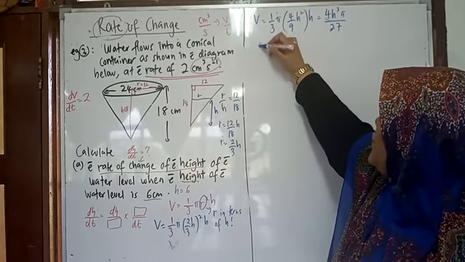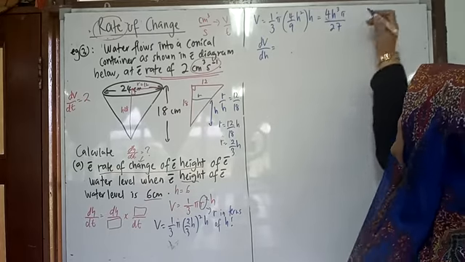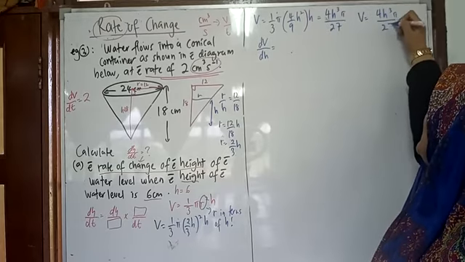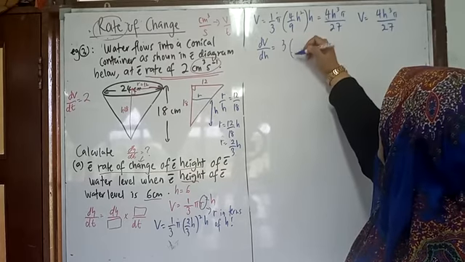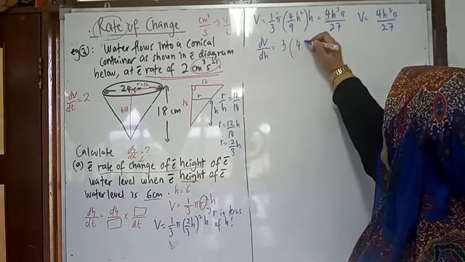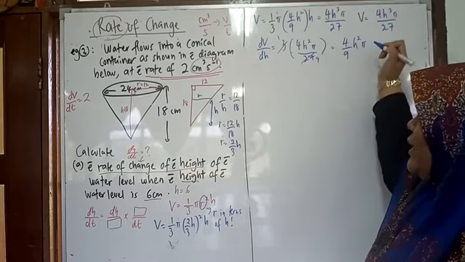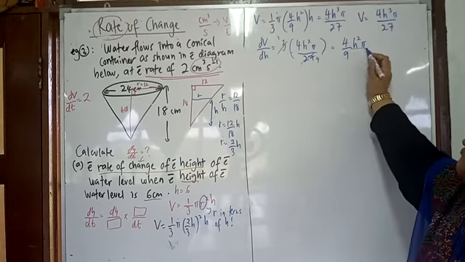When we differentiate V with respect to h, V is equal to 4h cubed pi over 27. So when we differentiate it, 3 times 4h squared pi over 27. This one is 9, so we have 4 over 9 h squared pi. So our dV/dh is 4 over 9 h squared pi.